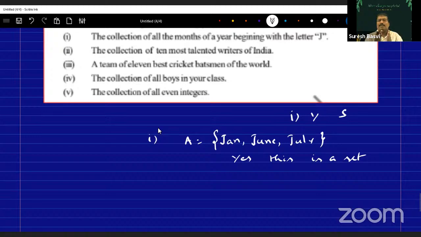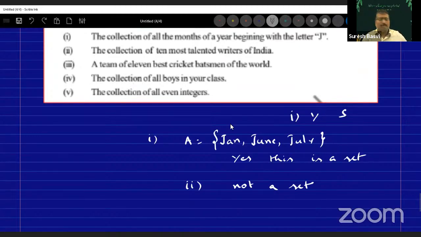So these are what Mr. Boga Venkateshwarlu told. So there are differences. Specifically, we cannot justify which are in and which are not in. That's why this is not going to be a set. Not a set. So we may not specifically tell the 10 most talented writers. That's the answer. Next, a team of 11 best cricket batsmen of the world.